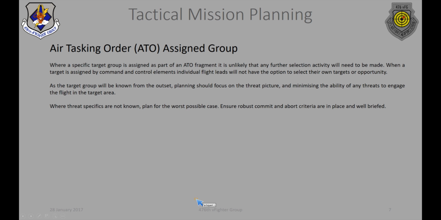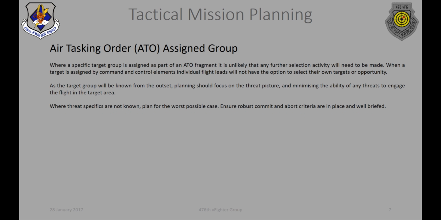Right, so the target group, you're going to know that from the outset. So your planning really is going to focus on the threat picture at the target, minimising the abilities of any threat systems that are there to engage you while you're in that target area. Obviously, if you know, for example, that there is an SA-6 battery, 10 miles northwest of your target, therefore you're going to be within the WEZ of that threat group. So obviously, you can then tailor your tactics, tailor your weapon configurations, etc., to mitigate that threat.